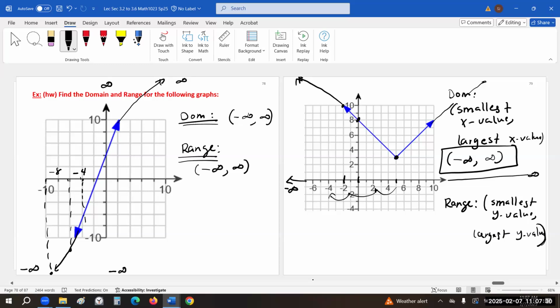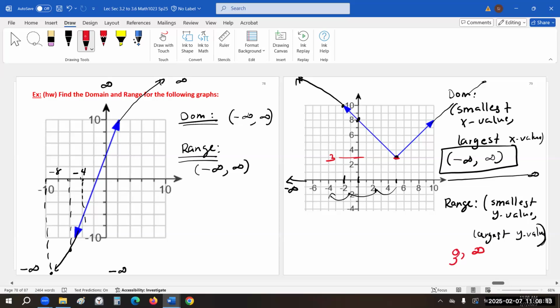Who would like to help me with range? Jeremiah. Great. The smallest y value you notice is here, and this number is 3. We have no number for y below 3. So smallest y starts from 3, and as the graph goes upward, look at the y value. They're getting bigger and bigger, and the graph is growing forever on the upward side. So it starts from 0 to infinity. Sorry, 3 to infinity.